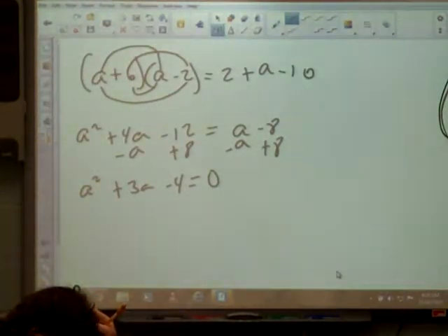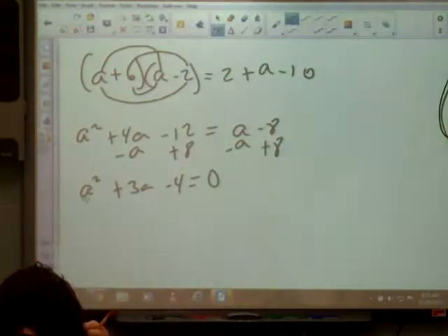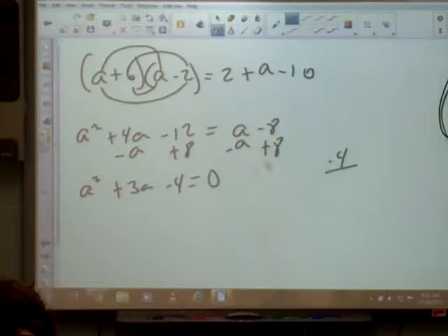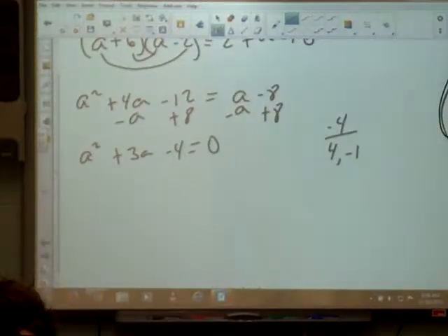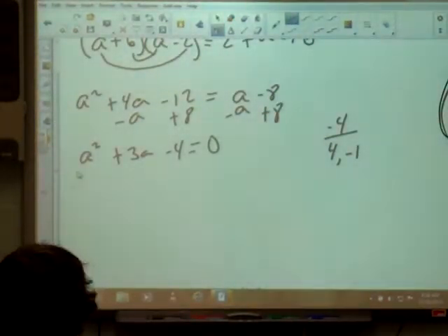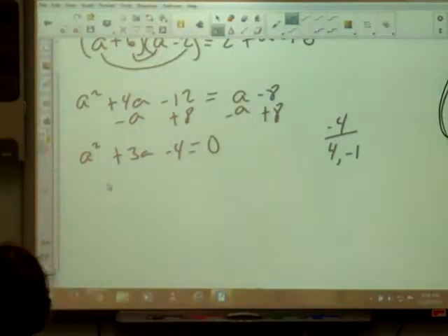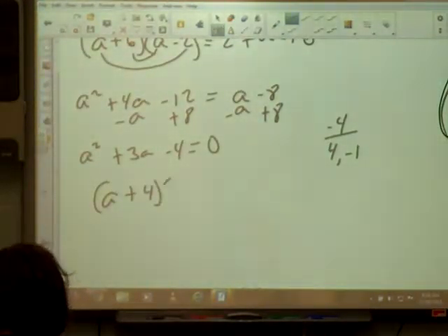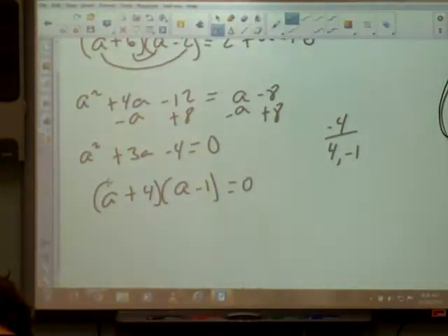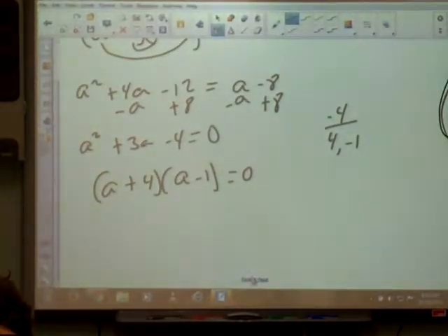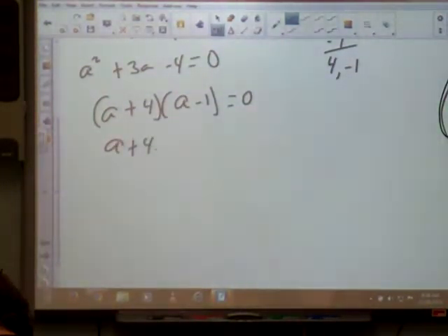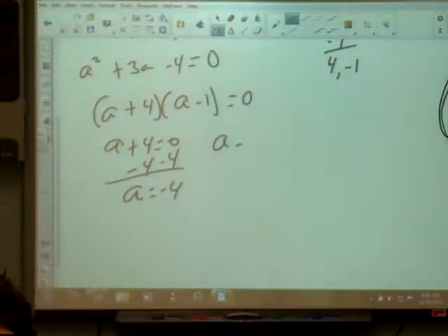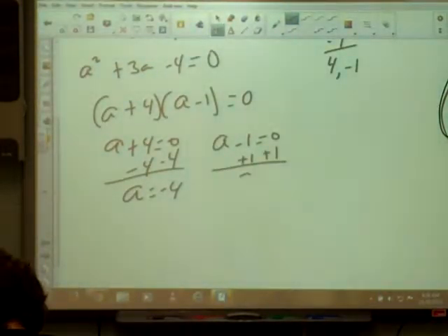So now is there a GCF in all three terms? No. So I'll look at a times c being negative 4. Are there any factors of negative 4 that add to 3? 4 and negative 1. Luckily, on this one, your a is 1, so you don't have to do grouping unless you just love it. You can just plug those factors in, a plus 4 and a minus 1. Now most of y'all can just look at that and know your answers, but again, I'm going to show my work. A plus 4 equals 0, subtract 4, gets you negative 4. A minus 1 equals 0, add 1, gets you 1.